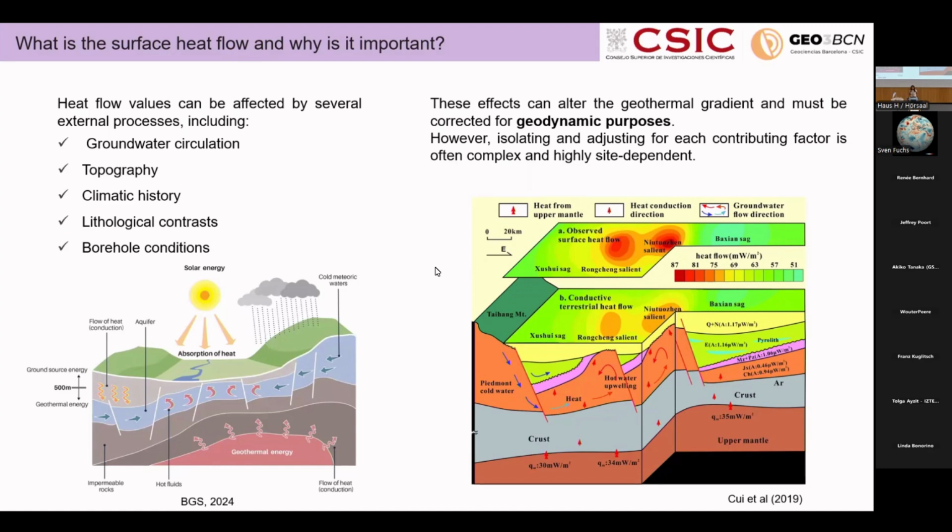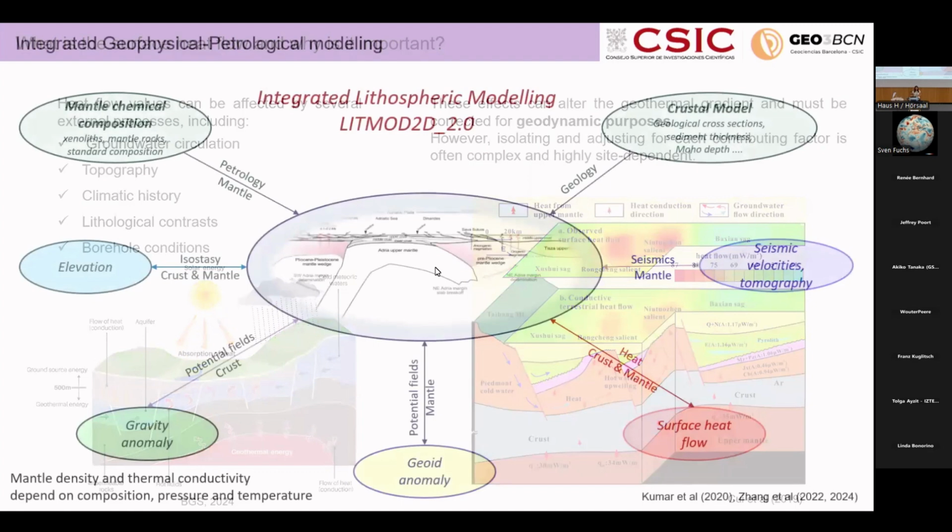Then for geodynamics purposes, all these effects should be corrected, no? But anyway, as we have been talking before, isolating and adjusting all these contribution factors is quite complex and highly site dependent.